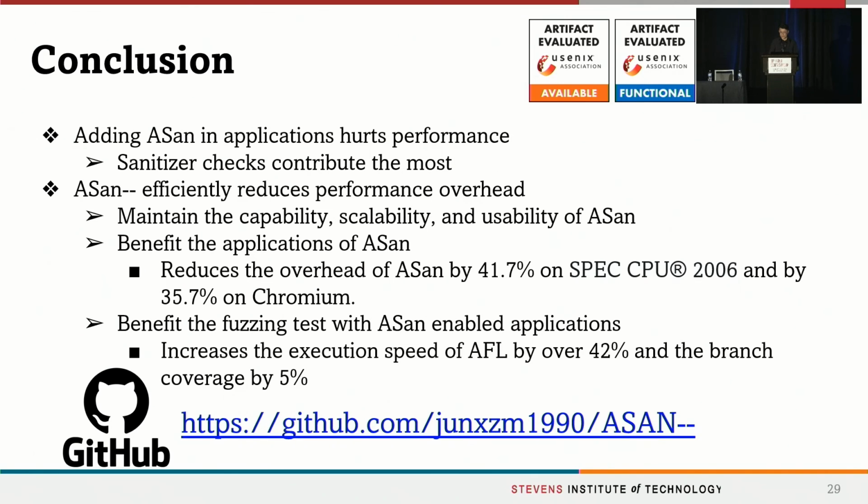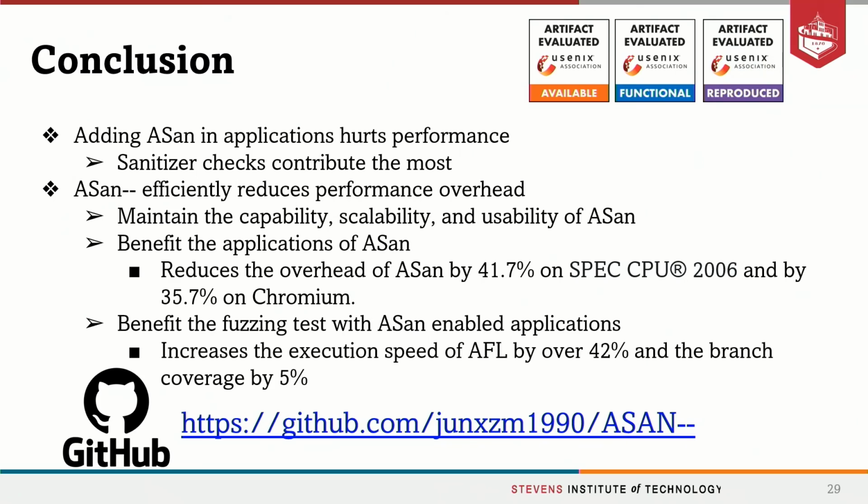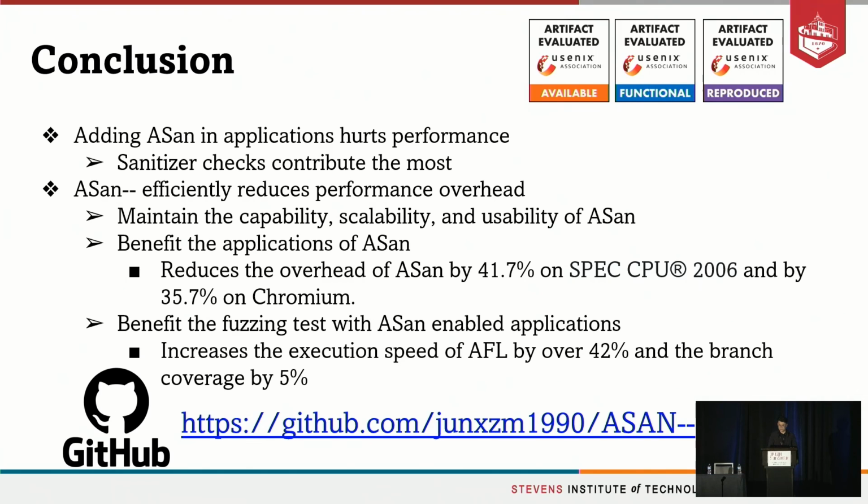In conclusion, adding ASan to applications can hurt performance, and the sanitizer checks contribute the most. But our tool, ASan--, can efficiently reduce the performance overhead, while maintaining the capability, scalability, and usability of ASan. It can benefit the applications compiled with ASan and reduces the overhead of ASan by 41.7% on SPEC CPU2006 and by 35% on Chromium. In addition, it also benefits fuzzing tests with ASan-enabled applications and increases the execution speed and the branch coverage.